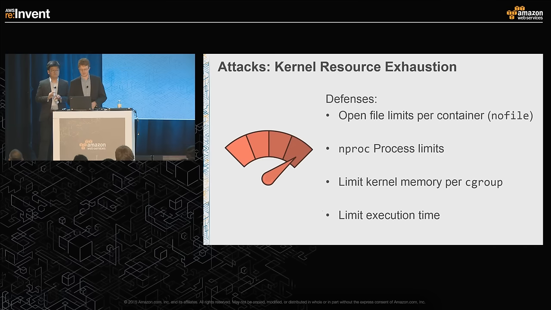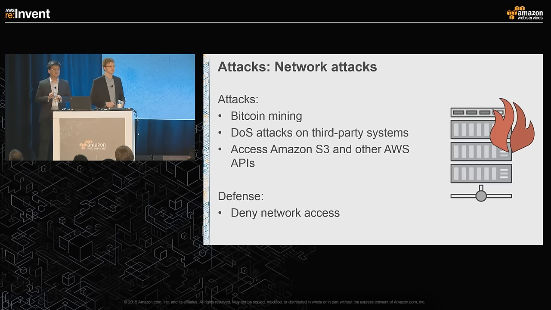The final shared resource I'd like to discuss is network attacks. Now, there are a number of attacks that are possible if a submission has access to the network. In particular, they could just be a Bitcoin miner that just tries to mine Bitcoin as much as possible on our dime. They could try and poke at AWS APIs and Amazon S3, which would also be unfortunate. And finally, they could even take our grading instances and launch denial of service attacks on Coursera or even other third-party sites on the internet. This was obviously not appropriate.